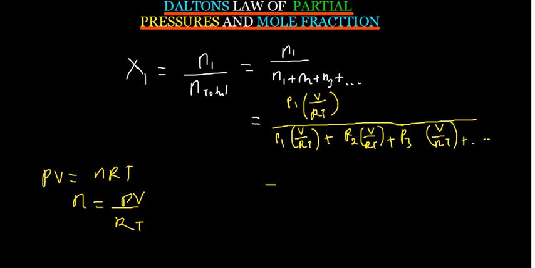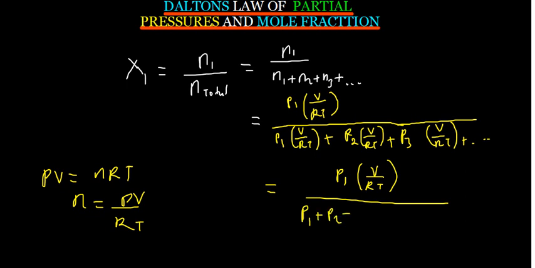Now from what we have here, in the denominator I can also factorize the V over RT since it's common. So we're going to have P1 multiplied by V over RT, divided by P1 plus P2 plus P3 plus the partial pressures will continue like that.